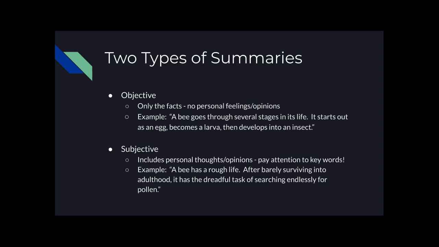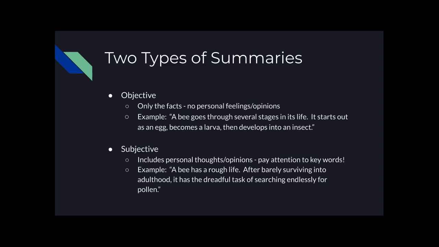Typically, there are going to be two types of summaries of informational texts. An objective summary focuses only on the facts. There's no personal feelings or opinions in the summary. An example of this would be a bee goes through several stages in its life. It starts out as an egg, becomes a larva, then develops into an insect. Okay, this is simply the facts. No one's opinion about the bee life cycle is in this summary.